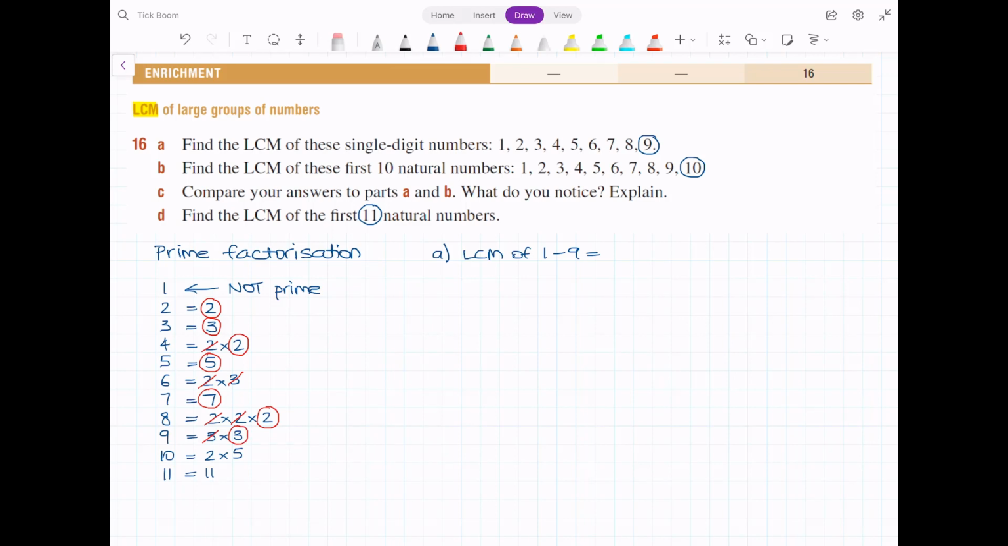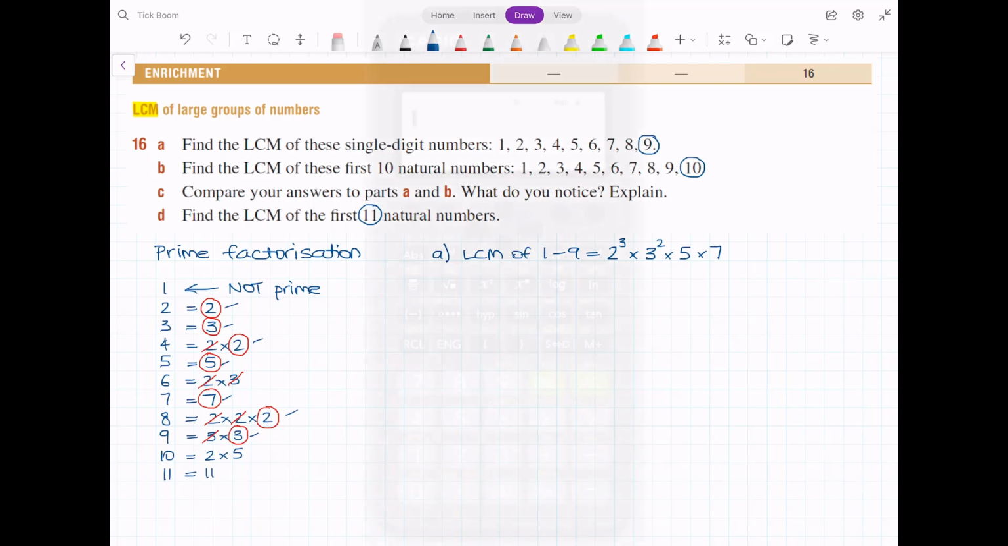So what we'll do is we'll multiply all those circled numbers together. So the LCM of 1 to 9 would be 2. And how many times does that occur? 1, 2, 3 times. So it will be 2 to the power of 3 times 3 to the power of 2 times 5, which only appears once, times 7, which also only appears once.